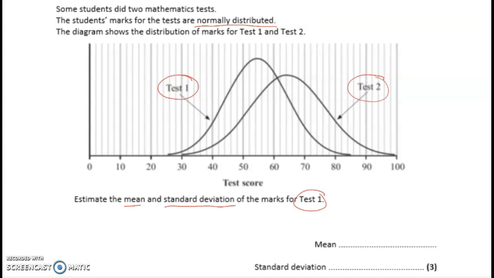Both diagrams have been labelled as test 1 and test 2, so I can clearly see from the diagram that this one that is slightly taller and to the left is representing test 1 and the one that I'm being asked about. The peak of a normal distribution, the centre point, is the mean of the normal distribution. This curve for test 1 peaks at 55, but any mark between 54 and 56 would be acceptable.